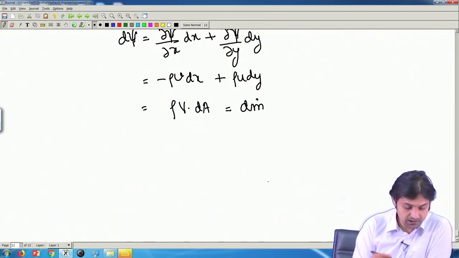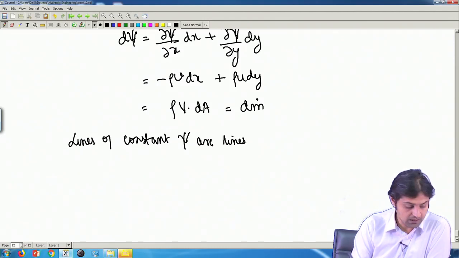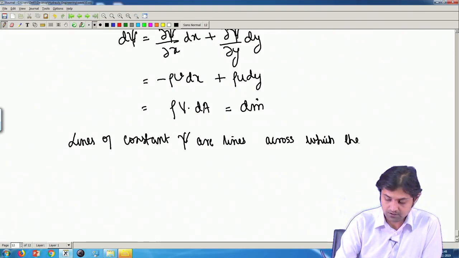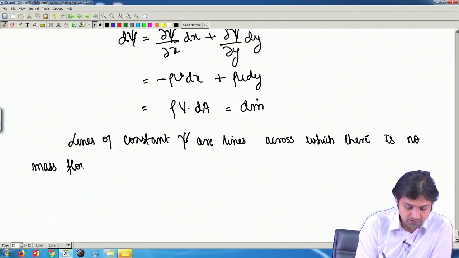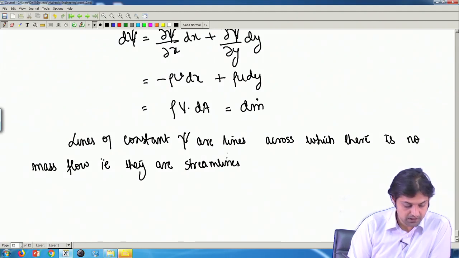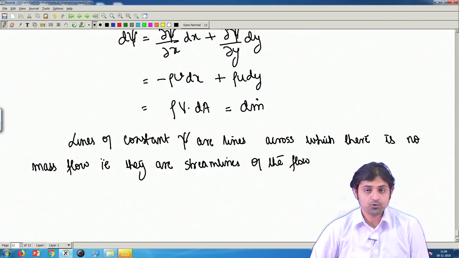So this implies that lines of constant psi are lines across which there is no mass flow, that is, they are streamlines of the flow. So you are noticing that in this particular module the way of approaching the streamlines and the continuity equation has been very different. We have started from scratch and tried to show what we have learnt in our fluid mechanics class.